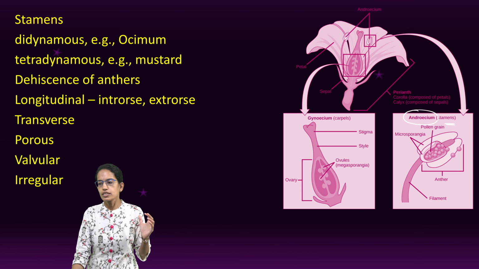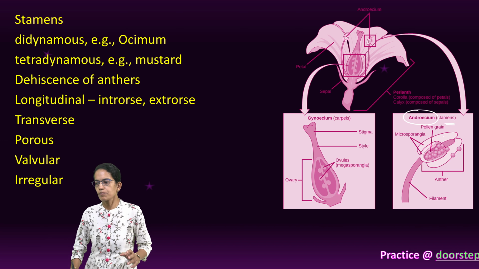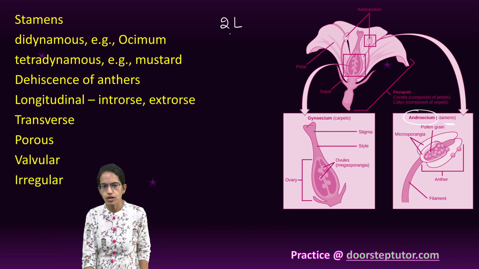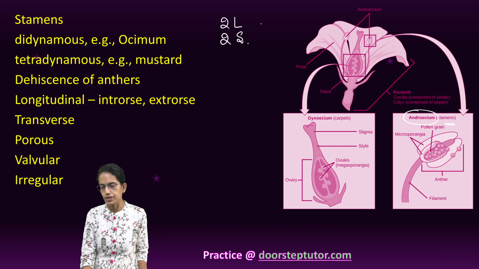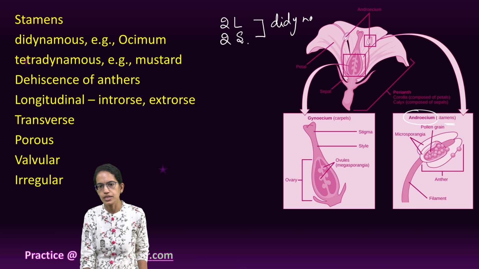First of all, the stamens can be equal or unequal in length. Let's say there are two long and two short stamens. This condition is known as Didynamous. A good example is Ocimum, right?